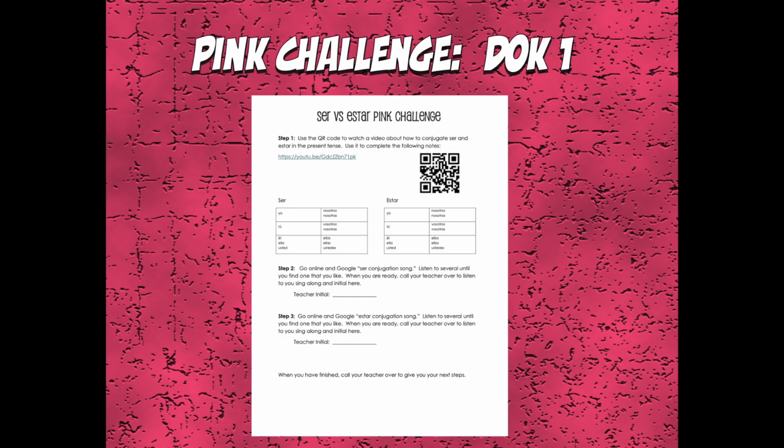Each color challenge will work through 2 to 3 levels of scaffolded help. So for example, for ser versus estar, if a student can't even conjugate them in the present tense, there's a QR code to a video explaining how to conjugate them, and then they're going to go out online and look up ser conjugation videos and estar conjugation videos and use those to build mnemonic devices for how to conjugate it.